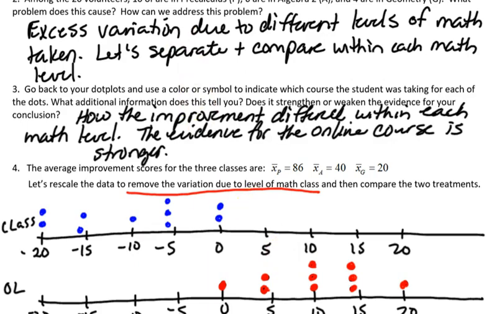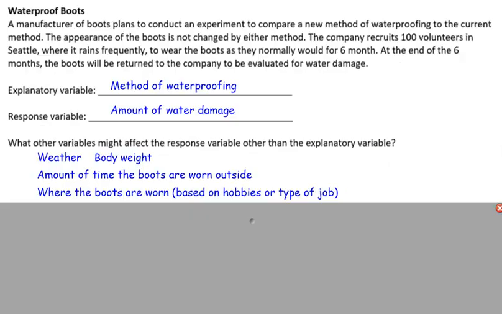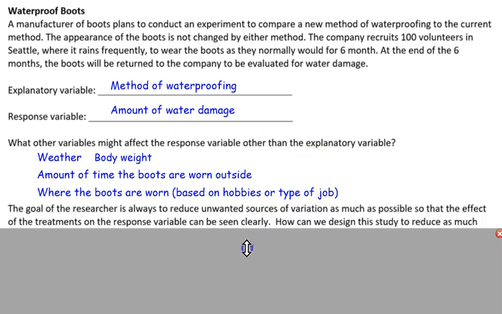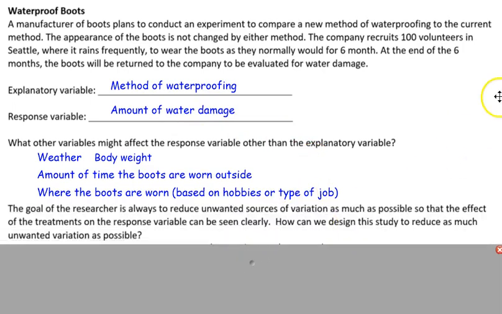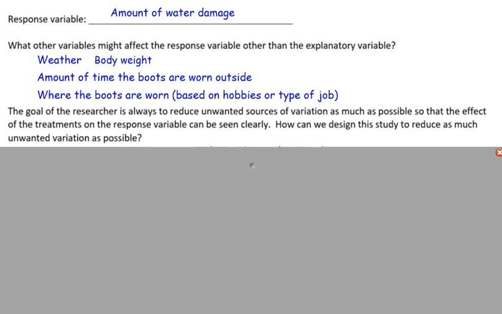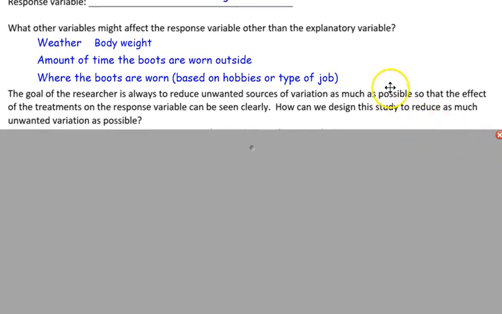So when we look at the purpose of blocking here, it says the goal of the researcher is always to reduce unwanted sources of variation as much as possible so that the effect of the treatments on the response variable can be seen clearly. So we saw that after we did the blocking by classroom, we could see the difference more clearly in the results. How can we design the study to reduce as much unwanted variation as possible?